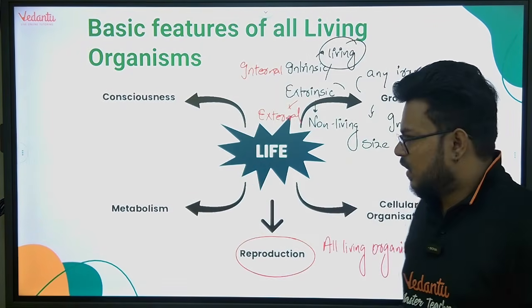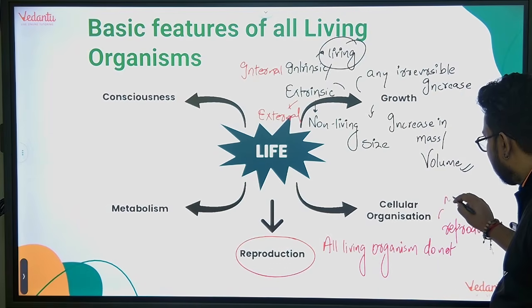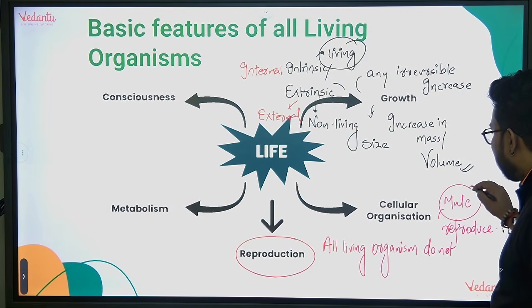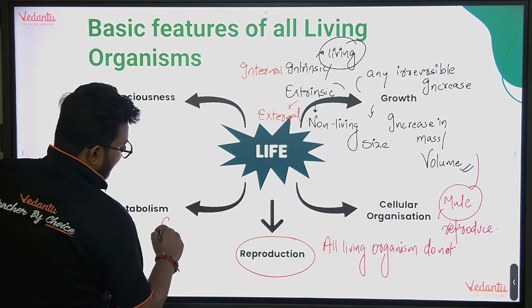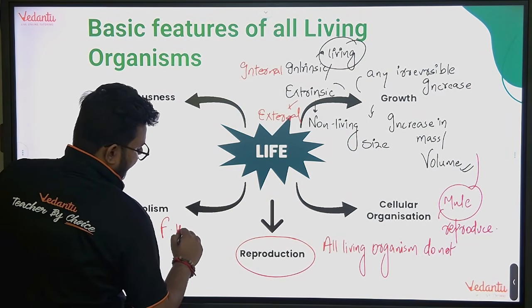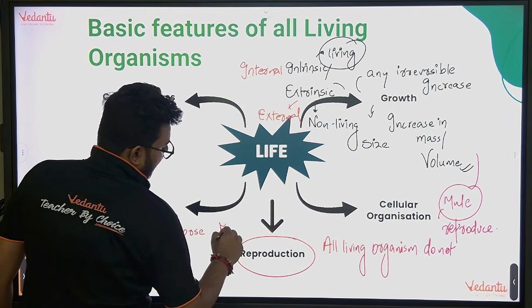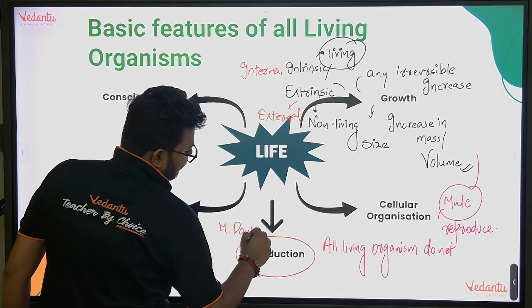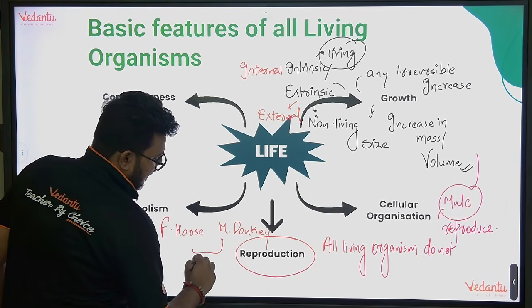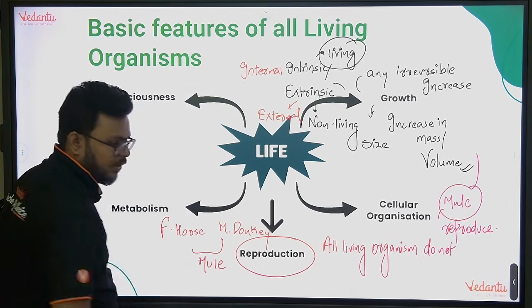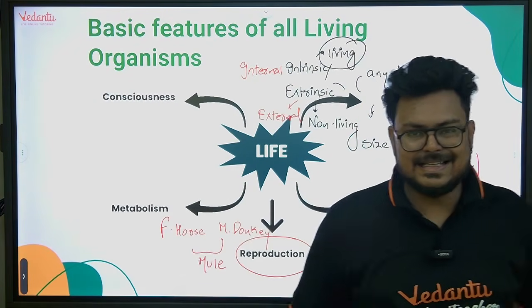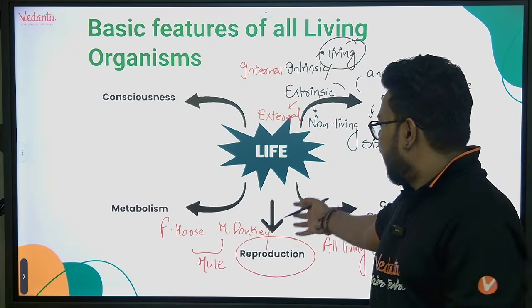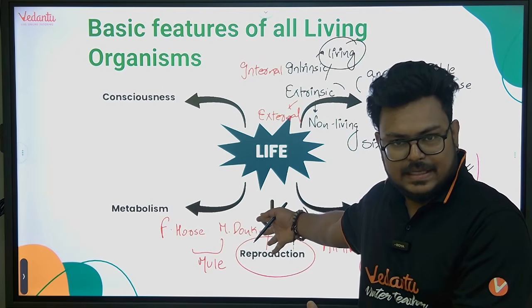For example, if we talk about the mule, a mule is a hybrid which is formed by a female horse and a male donkey. We get a hybrid, that is the mule. Now, the mule is a living organism, but it cannot reproduce. It is sterile. So, obviously, reproduction cannot be the defining feature of a living organism, right?